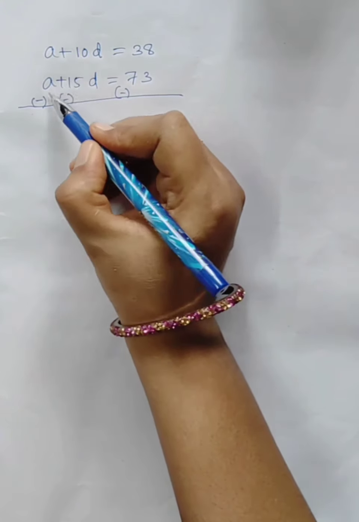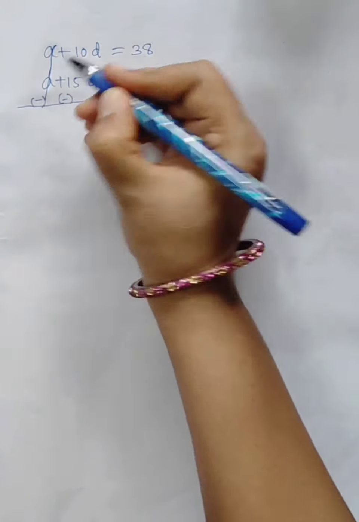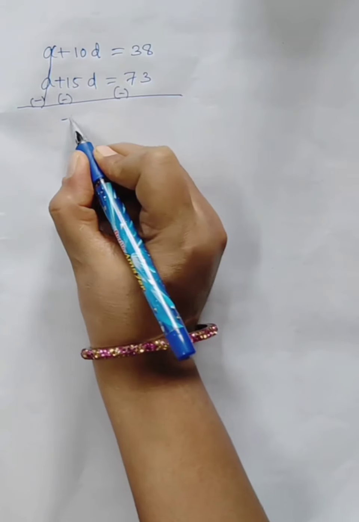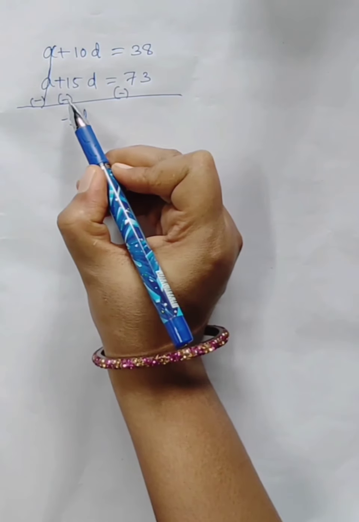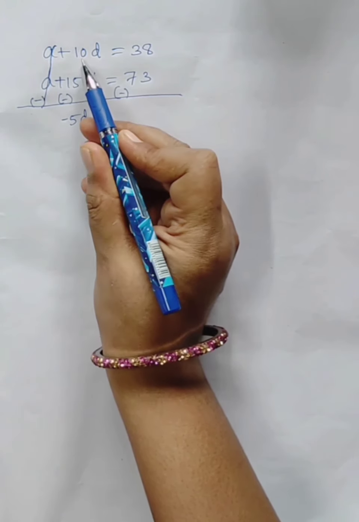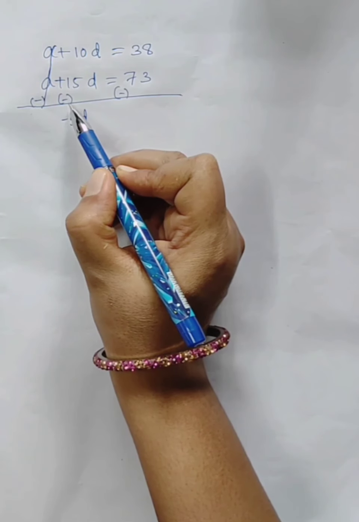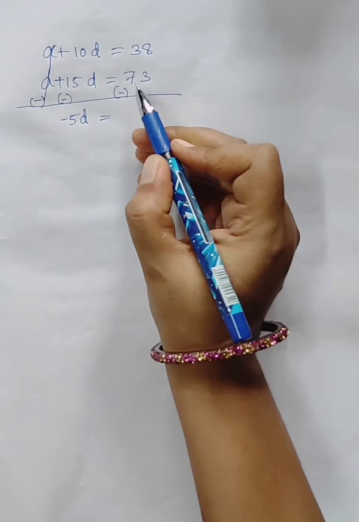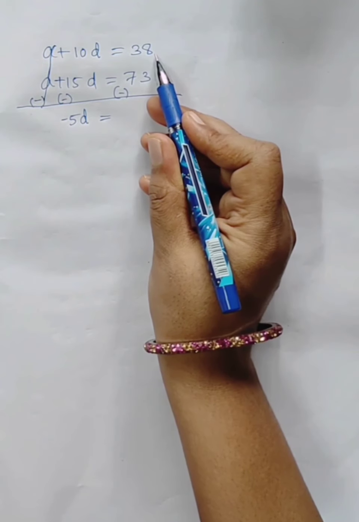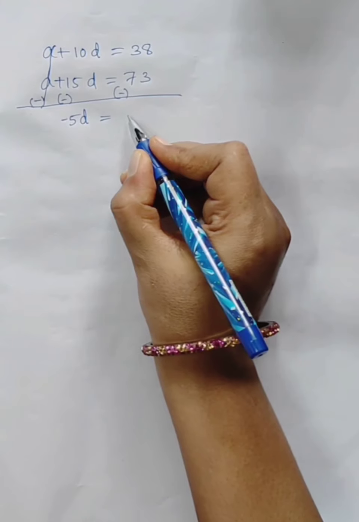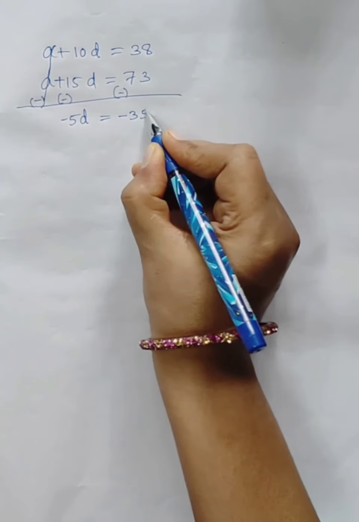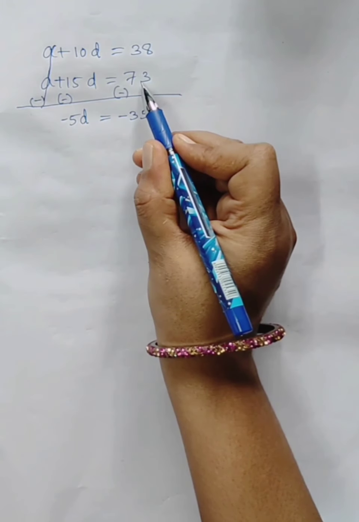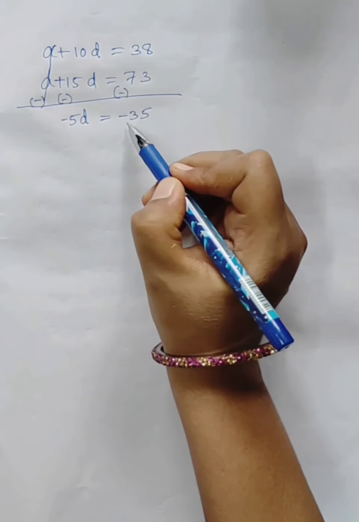So plus a minus a will get cancelled now. Then 10 minus 15 is how much? Minus 5. Why minus 5? Because 15 is greater than 10, so the greater number's sign is negative. So minus 5d is equal to 73 minus 38, which is how much? It is minus 35. Now why the minus sign? Because 73 is greater than 38 and the greater number's sign is negative.